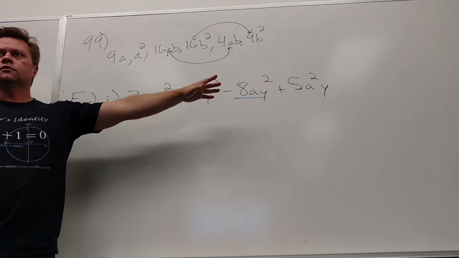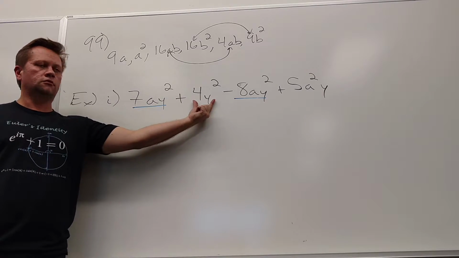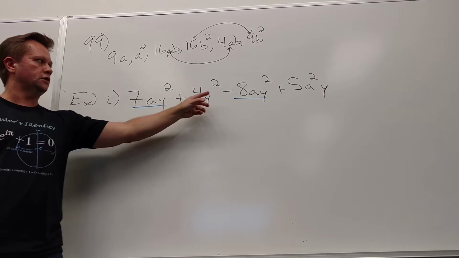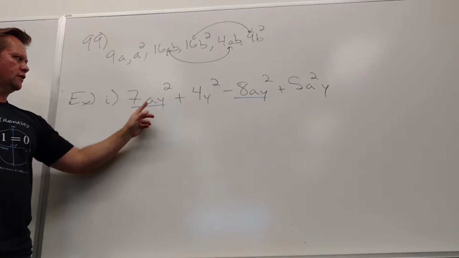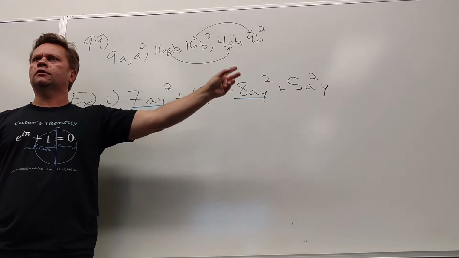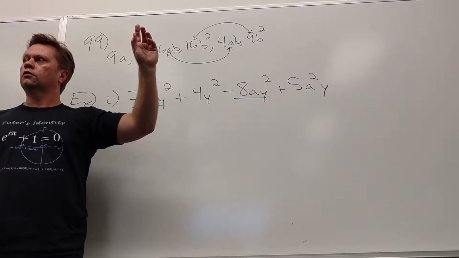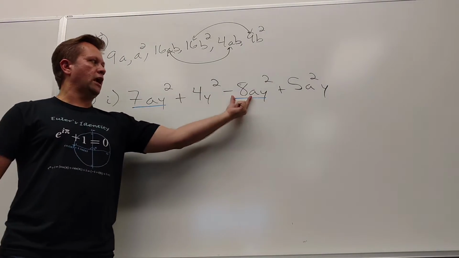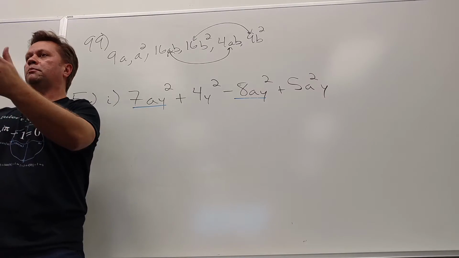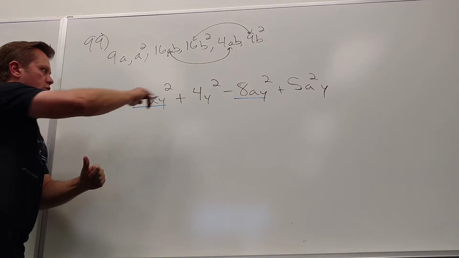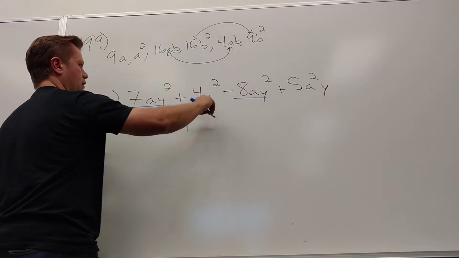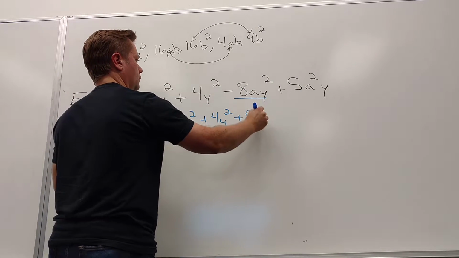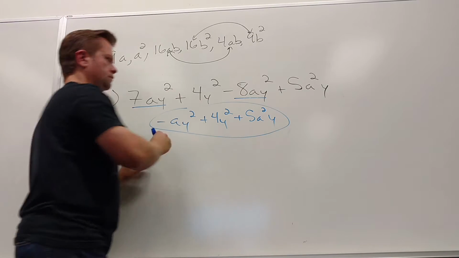Any other like terms? What about this one? There's no more Y squares, right? So there's only these two. And who knows what 7 something minus 8 something is? Negative one of them. You got $7 and you owe me $8. You're still going to owe me $1 after you pay off that 7. So this will be negative AY squared. And then these just stay the same. Bam.